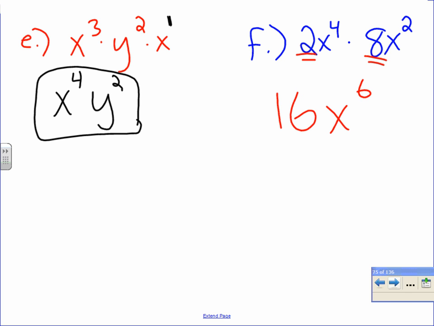Annalise? Because these are not in exponential form. These are just numbers. These are not in exponential form, so you just multiply them. The 2 and the 8 are just regular numbers. So you just mush them together. Alyssa?